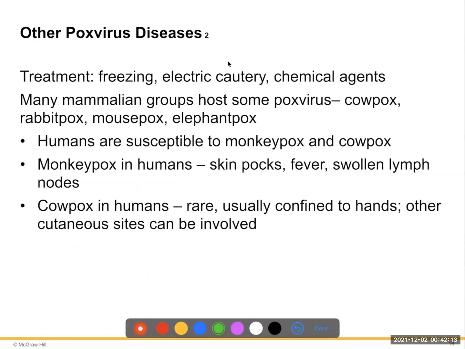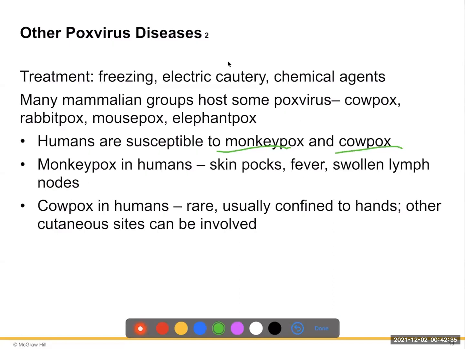Okay, treatment. We use freezing, electric cautery, and chemical agents on there. That's for the pustules on the skin. Many mammalian groups host some pox viruses like cowpox, rabbit pox, mouse pox, and elephant pox. Humans are susceptible to only two types: monkeypox, which is very similar to us, and cowpox. Those are the ones that we are susceptible to.